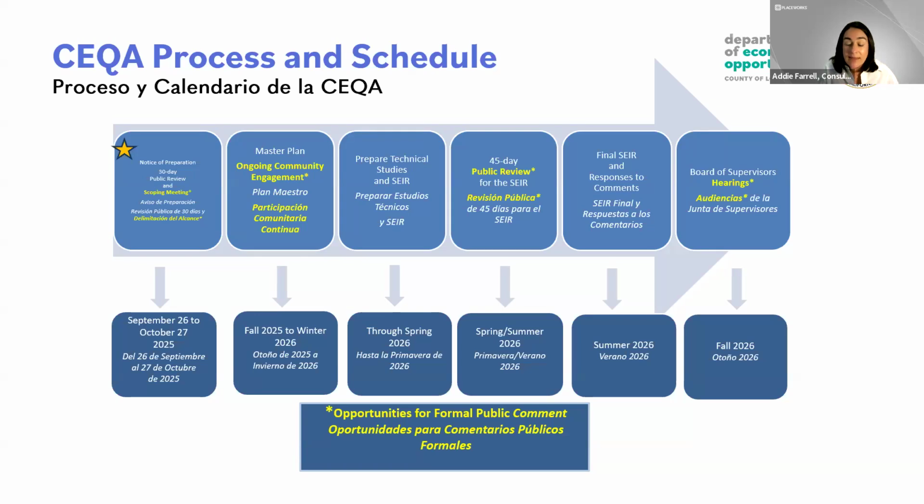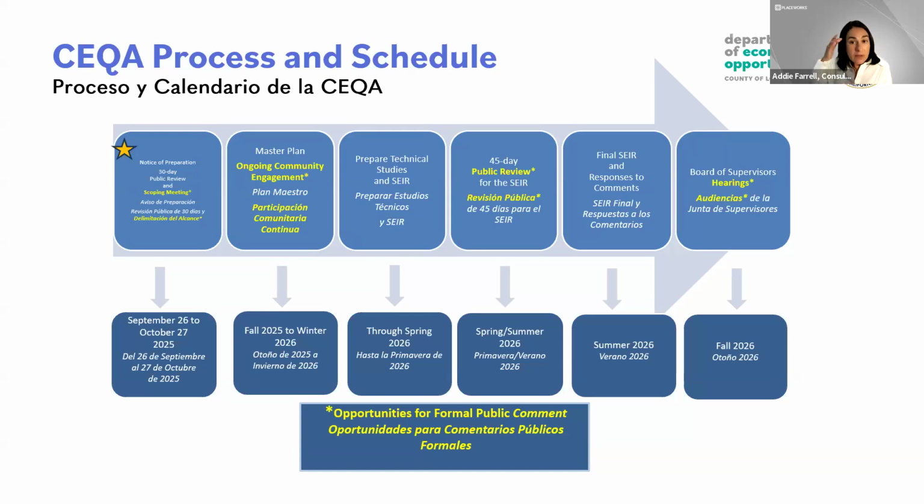We anticipate that the SEIR will become available for public review in late spring, early summer 2026. And there will be a lot more information in which the public can review and try to get your arms around during that period of time. After the 45-day public comment period, we prepare what is called a final environmental impact report.